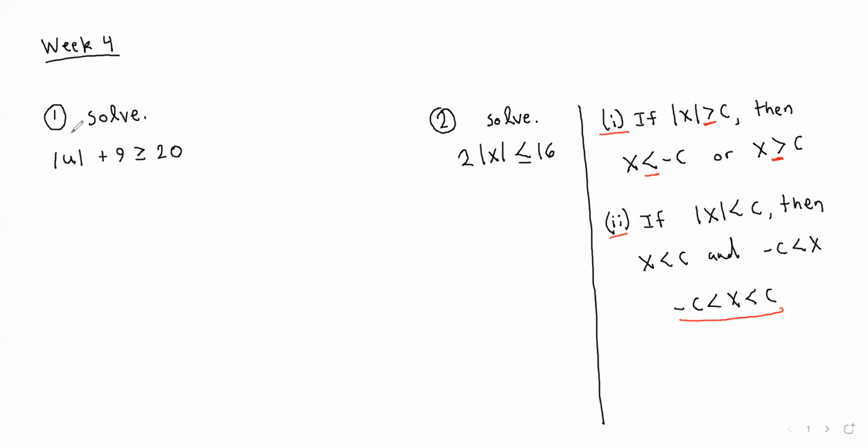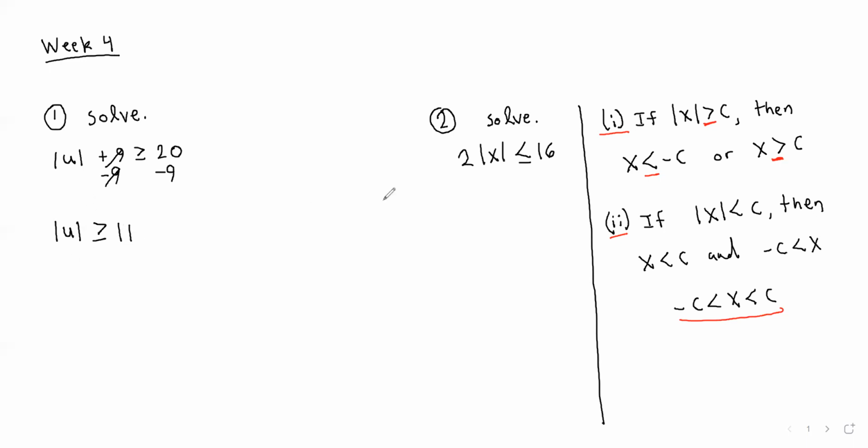So let's start with problem 1, which has directions to solve. And the equation we're given is absolute value of u plus 9 is greater than or equal to 20. Our first step needs to be to isolate the absolute value. So I'm going to subtract the 9 on both sides. Subtract 9 on the left and the right. And so the 9 and the minus 9 cancel, since 9 minus 9 is 0. And our new equation can be rewritten as the absolute value of u is greater than or equal to 20 minus 9, which is 11.